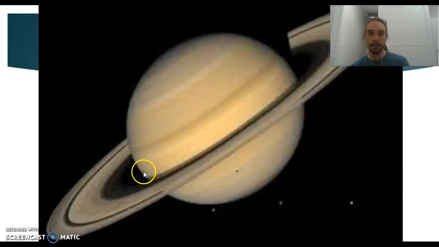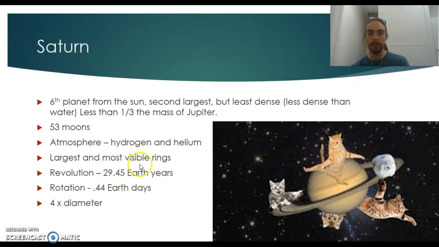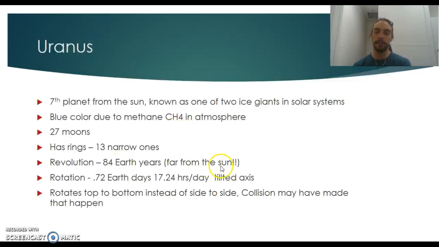84 Earth years is Uranus's revolution. 29 Earth years is Saturn's. So that just shows you how far away we've gotten. Its rotation is about 0.72 Earth days, which is really close. It's about 17.24 hours per day, and it's got a tilted axis. So the cool thing about Uranus's tilted axis is that it rotates from top to bottom. So it rotates like this, rather than most other planets rotate like this.